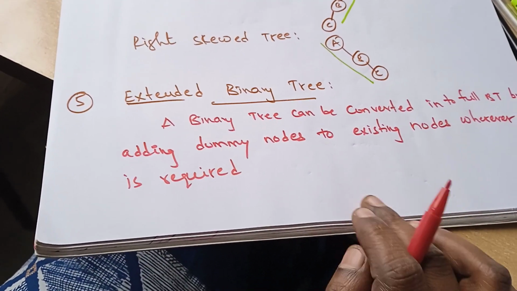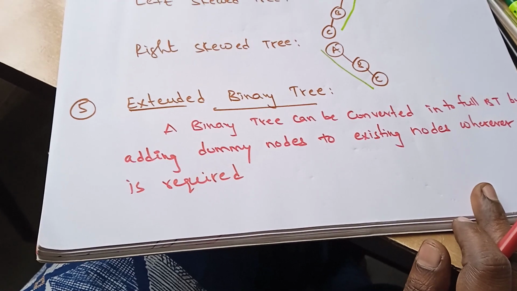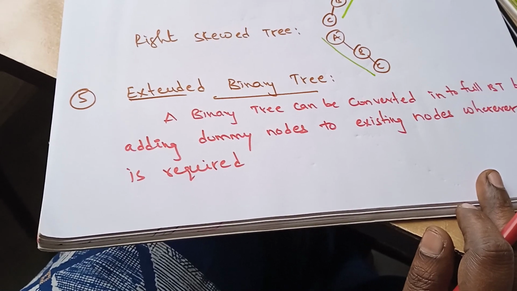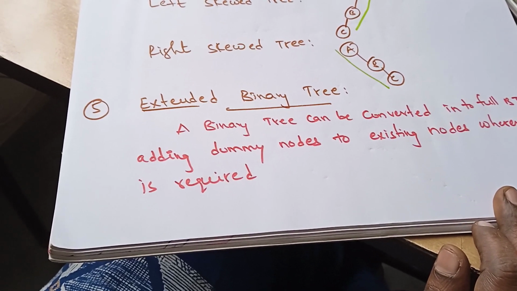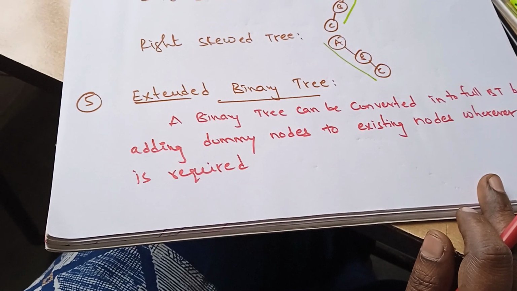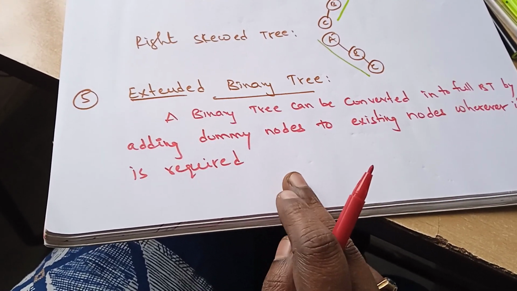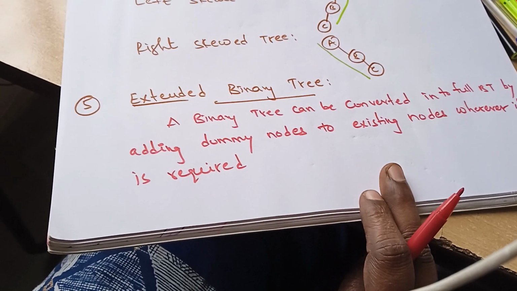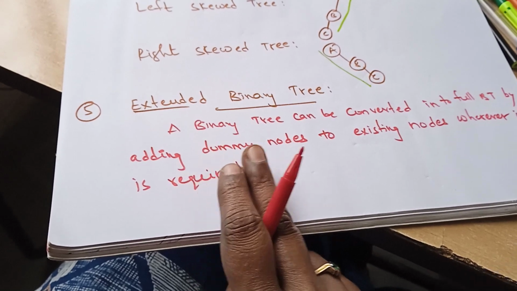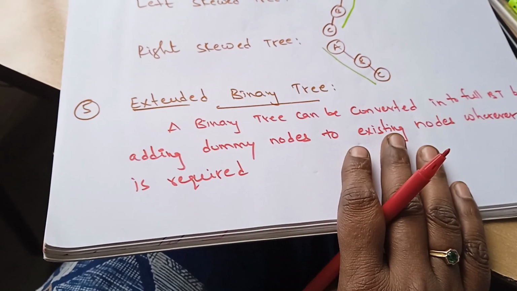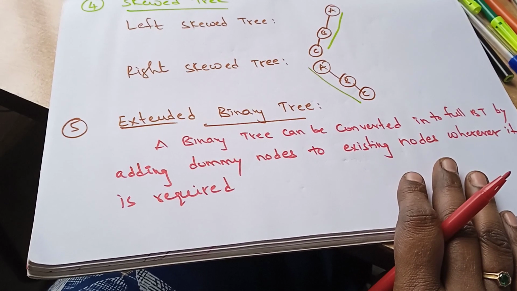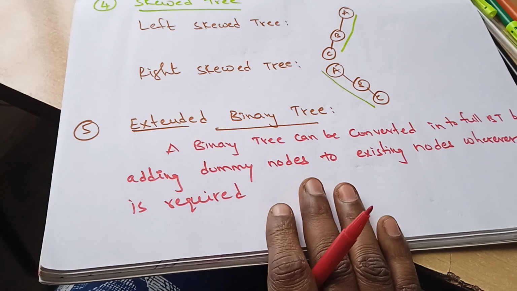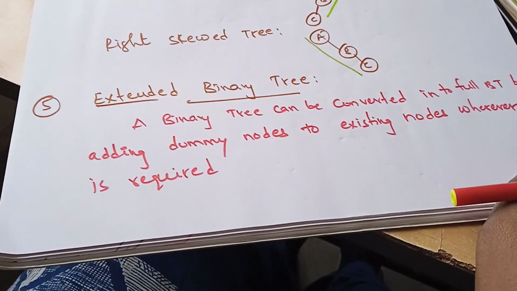Right. The reason to write the complete definition is this video will be viewed by many engineering students, right? So you will be asked in the examination to write a 2 marks answer. So in that regard, I am trying to put the answer here. So it is for your convenience. Extended binary trees: a binary tree can be converted into full binary tree. How? By adding dummy nodes to existing nodes wherever it is required.